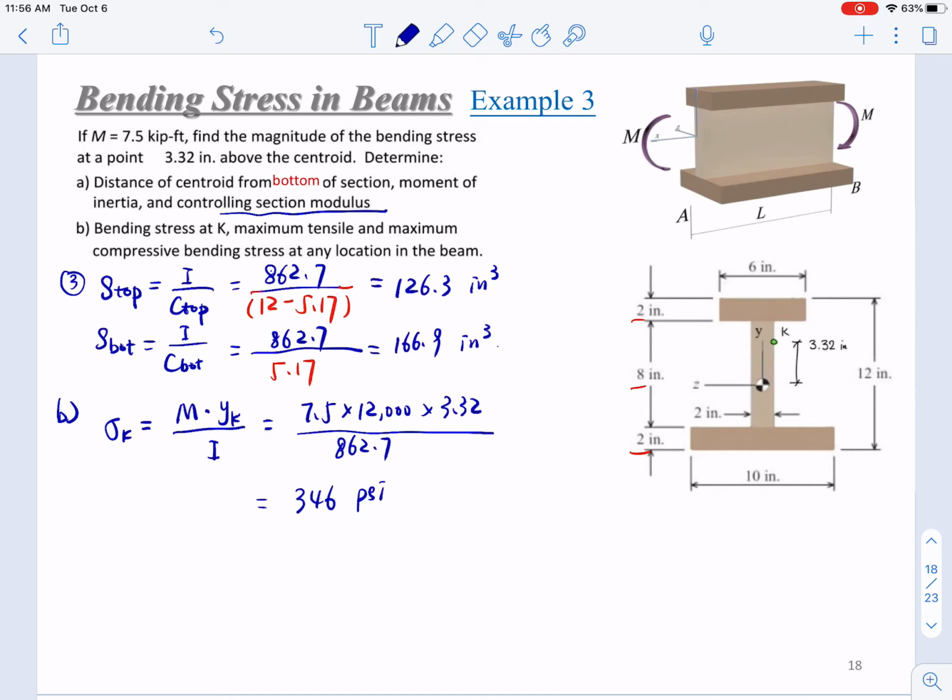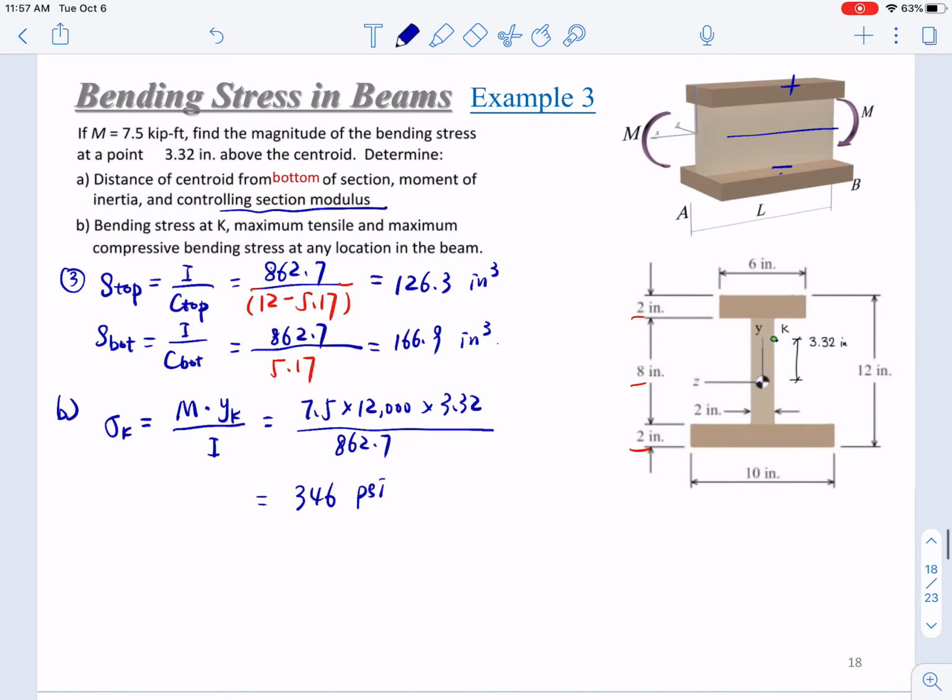As we analyzed, this K is above the centroid. Below the neutral axis, it will be in compression, and above the neutral axis, it will be in tension. So this will be positive.